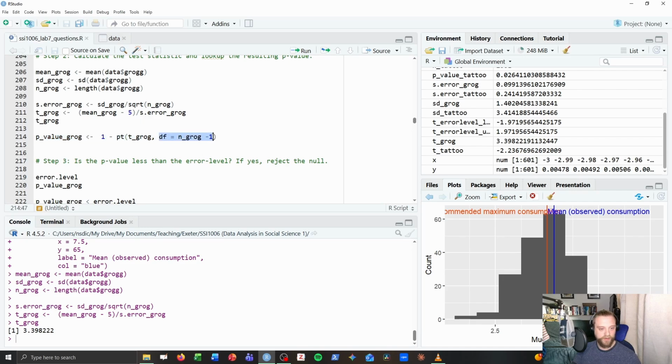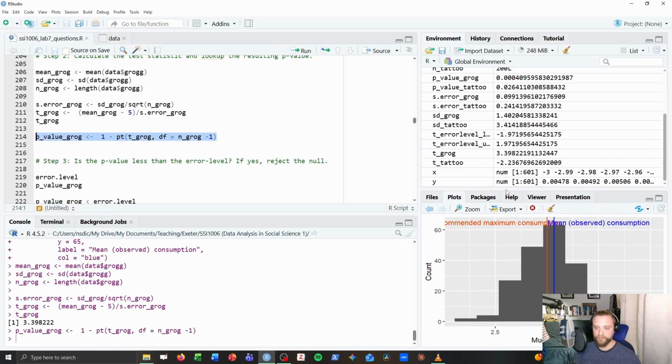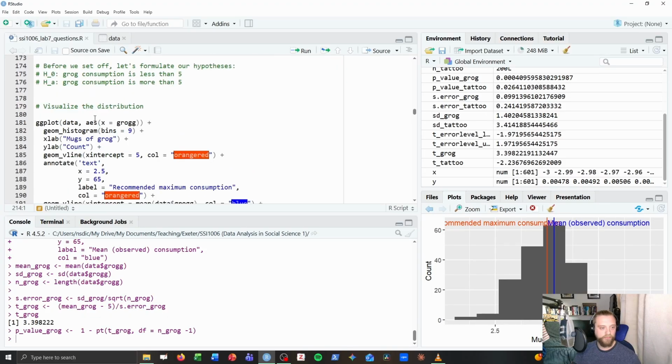So in this case, we've got the same degrees of freedom calculation. We're using our t-statistic. In this case, it's 3.39. But we're interested in the upper end of the distribution, which makes it 1 minus pt. So there's our p-value. We can see, actually, yeah, it's really low. So we are rejecting our null hypothesis.